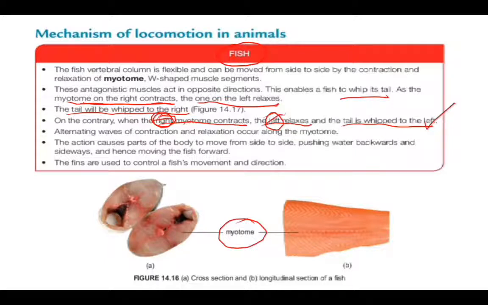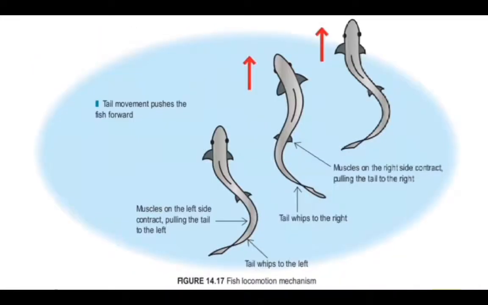Alternating waves of contraction and relaxation occur along the myotomes. The action causes parts of the body to move from side to side, pushing water backwards and sideways, and hence moving the fish forward. The fins are used to control a fish's movement and direction. So this is locomotion in fish.